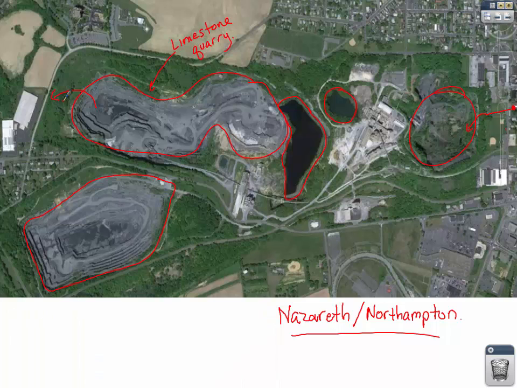And this is on one side of the town. There's an identical series of quarries on the other side of town, and that's just in Nazareth. Northampton has a whole bunch as well. Limestone is mined and crushed and produced into cement. So a lot of the world's cement for building comes from the Nazareth-Northampton area in the limestone belt of eastern Pennsylvania.